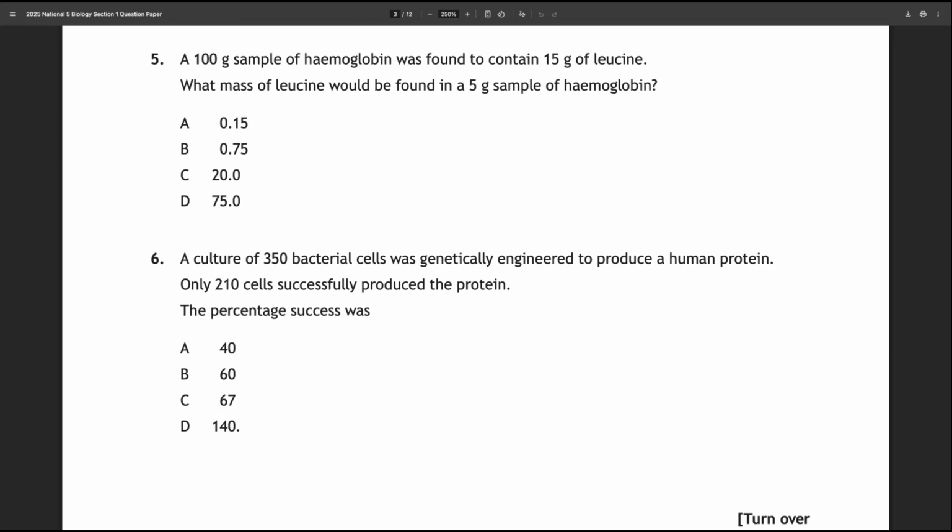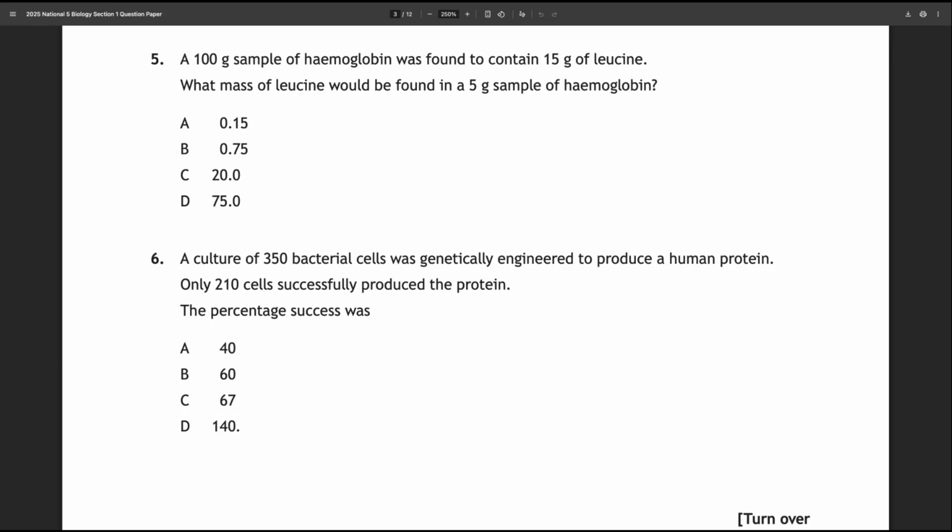So what we then have to do is get the 15 grams of leucine, and we need to divide that by 20. And when you do 15 divided by 20, it should give you the answer of 0.75. Okay, so a little bit of scaling involved, a little bit of maths involved here, but that's how we would do it. 100 divided by 5 gives you 20. And then because we know the sample is 20 times smaller, we have to divide the 15 grams we found in the original sample by 20 to give us 0.75.